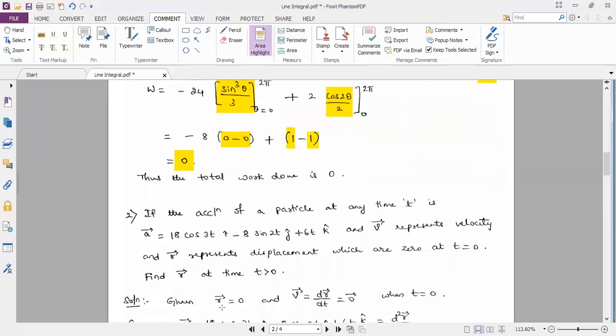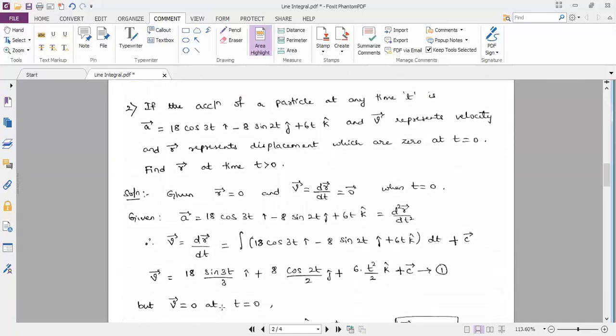We'll see another problem wherein the question is given in terms of the acceleration. If the acceleration of a particle at any time t is vector A equal to 18 cos 3t i minus 8 sine 2t j plus 6t k, and vector V represents the velocity and R represents displacement, which are given to be 0 at t equal to 0, find the displacement r at any time t greater than 0. So that's our question.